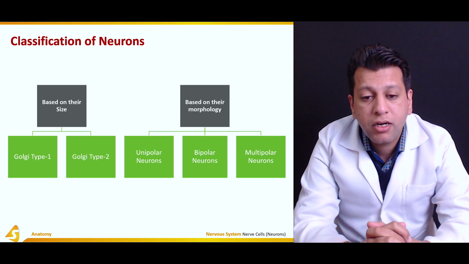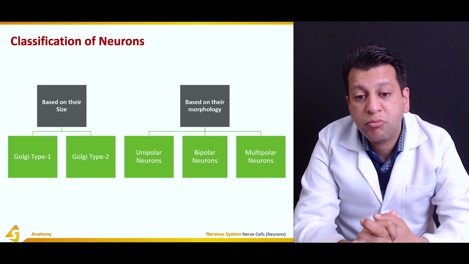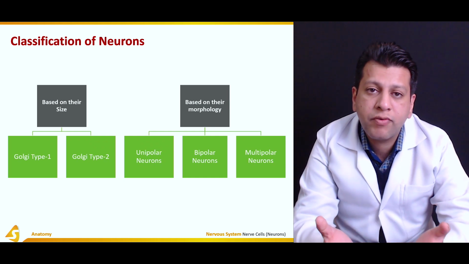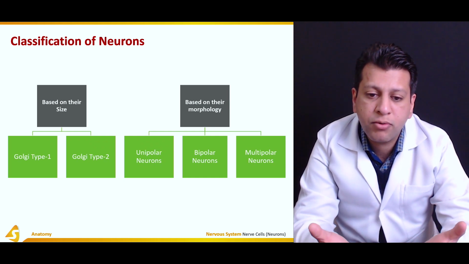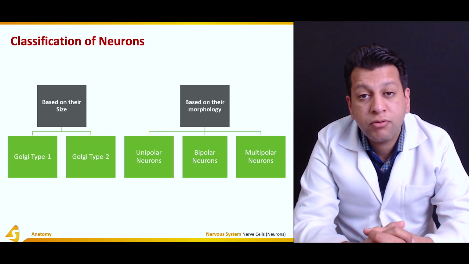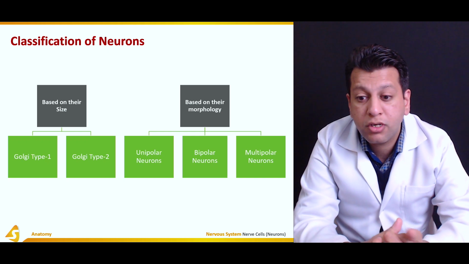Neurons can be classified based on their size and based on their morphologies. Based on size, they can be broadly classified into Golgi type 1 and Golgi type 2 neurons. Based on their morphology, they could be divided into three different types. They could be unipolar, bipolar, and multipolar neurons.